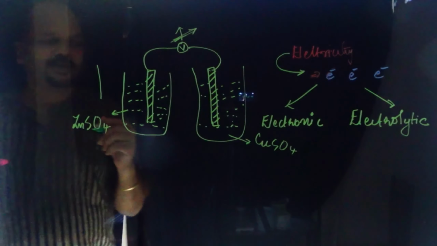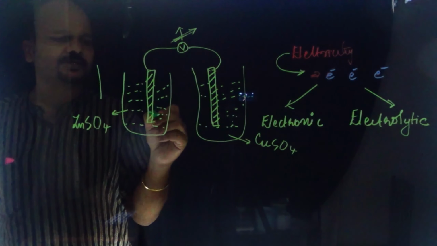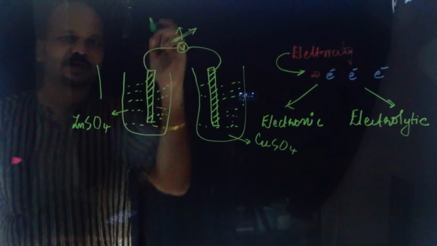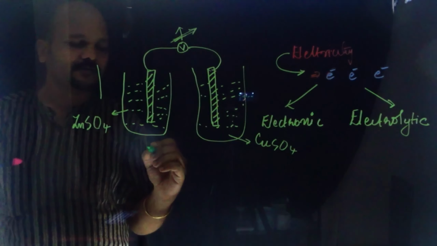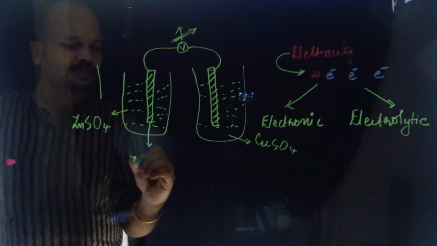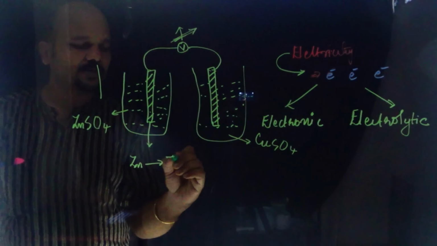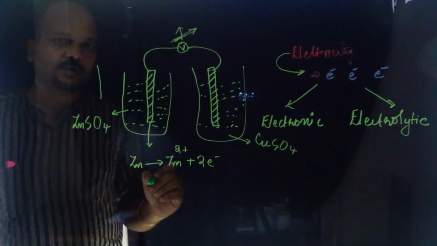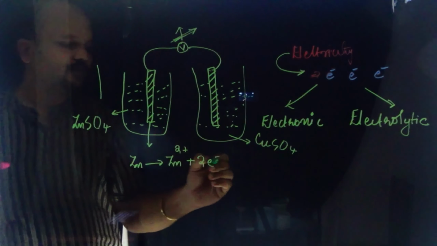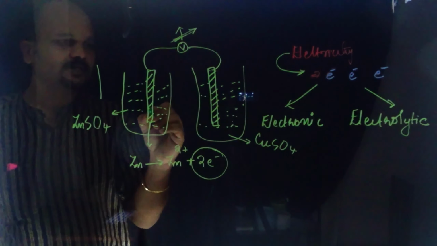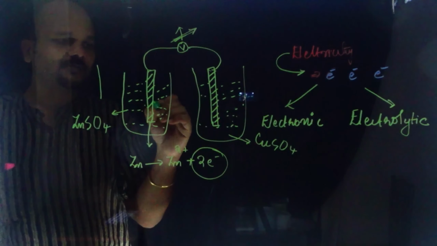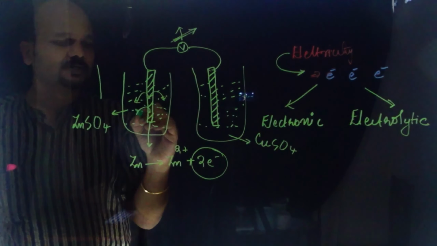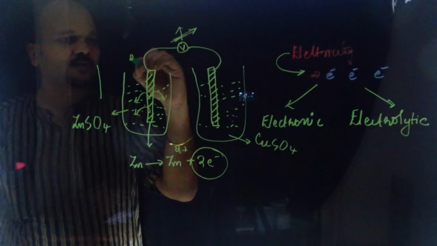So what you can understand, if you look very closely, is what is happening. We will write here what is happening. Here this zinc rod is going to dissociate into Zn2+ and 2 electrons. This happens because the zinc rod is dipping into zinc sulfate solution. So this zinc started getting oxidized. Zinc started getting oxidized, giving 2 electrons.